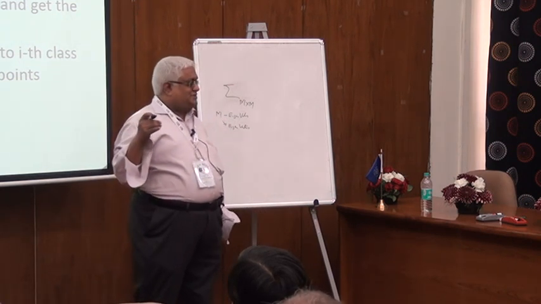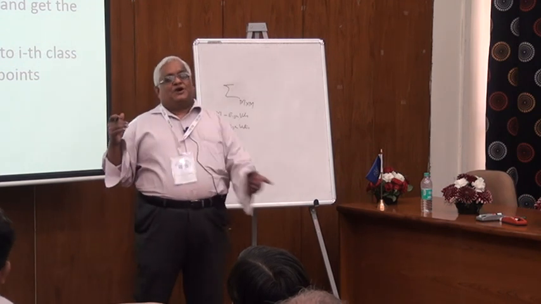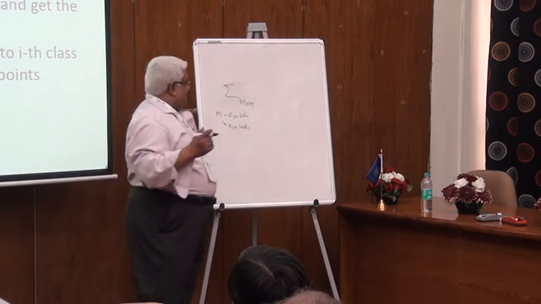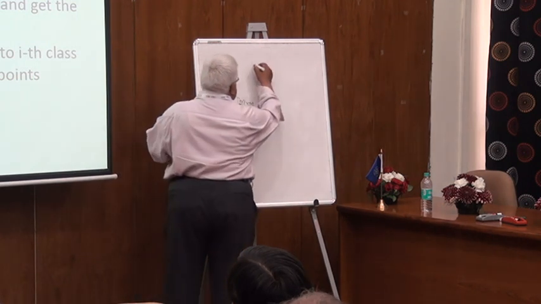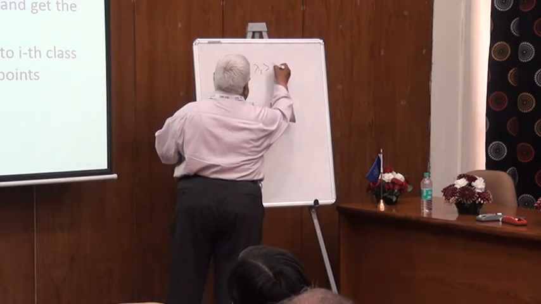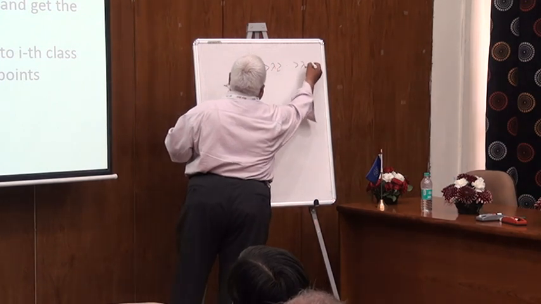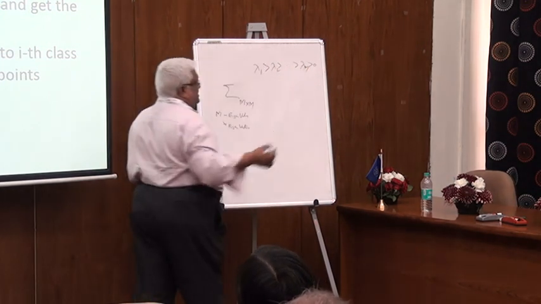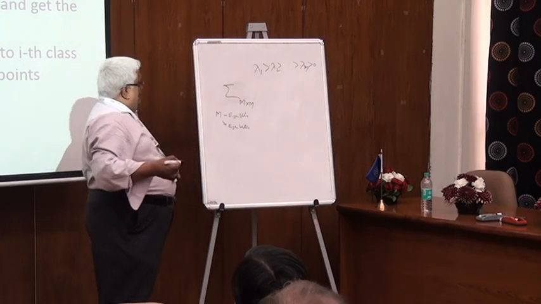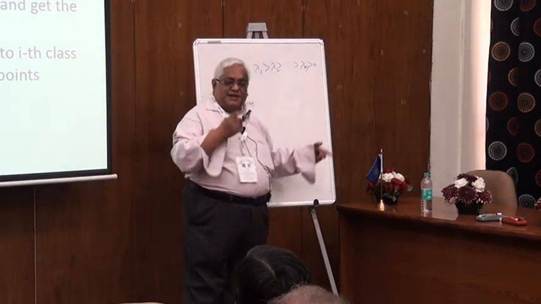And then what you do is arrange the eigenvalues in decreasing order. If I call the eigenvalues lambda 1, lambda 2, up to lambda m, arrange them in decreasing order. I wrote here strict inequality.